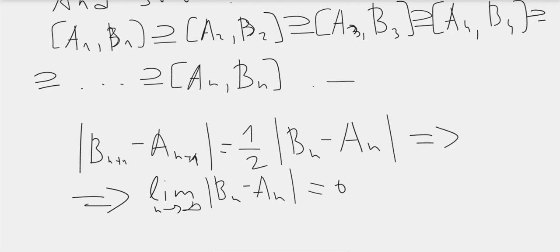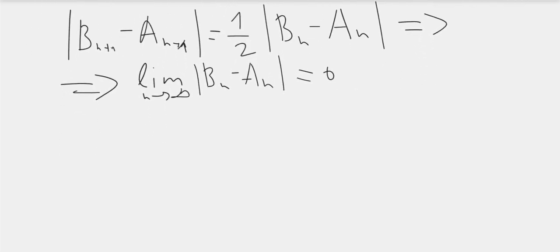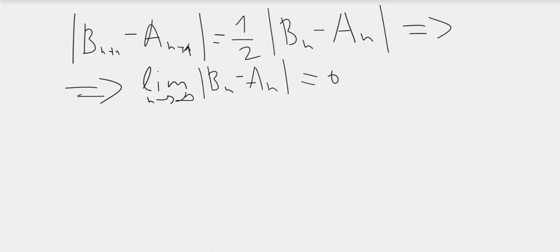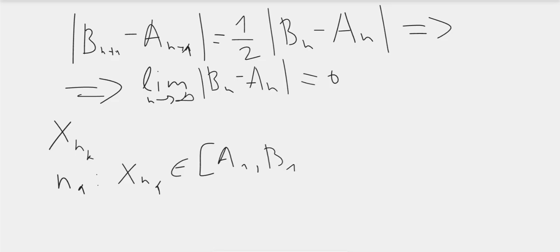So now we construct our subsequence x_{n_k}, where n_k is a sequence of indices. We choose n1 such that x_{n1} belongs to the interval [a1, b1]. This is trivial because [a1, b1] is the interval from a to b, which is the whole interval containing all terms of the sequence.